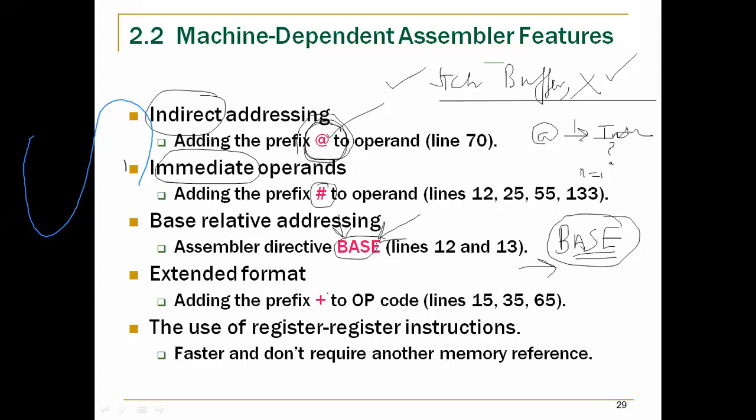Whenever an instruction has a plus at the beginning, that indicates an extended format instruction. So you know that the e value has to be set to 1, and we are using format 4, the format 4 addressing mode.